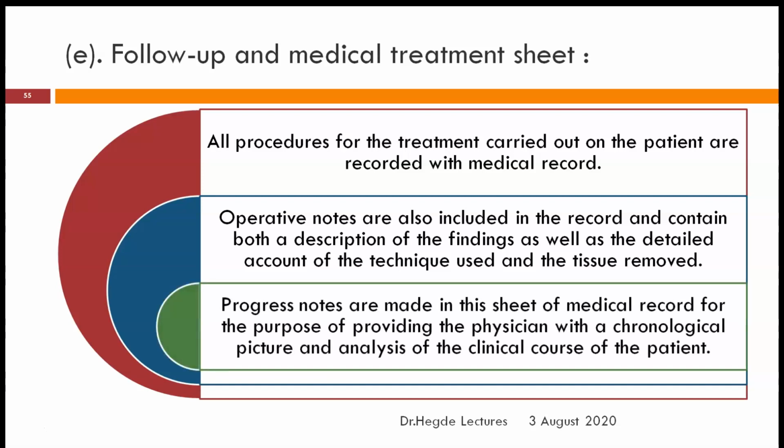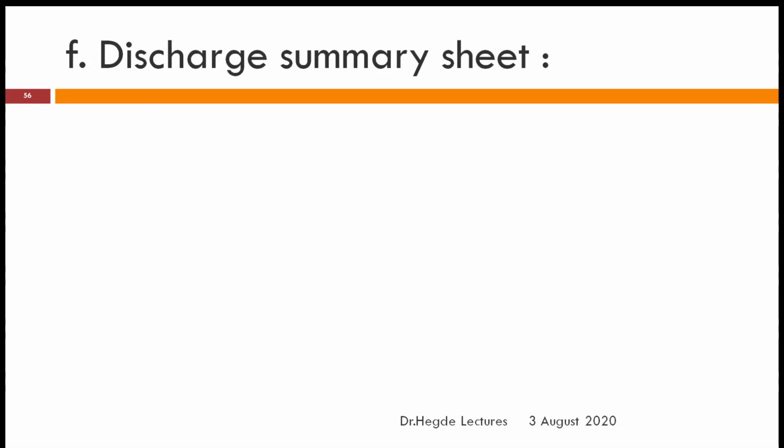Progress notes are made in this sheet of the medical record for the purpose of providing the physician with a chronological picture and analysis of the clinical course of the patient. Lastly, the discharge summary sheet, which is meant for discharging the patient and his summary during discharge. What summary they have gathered from the patient.